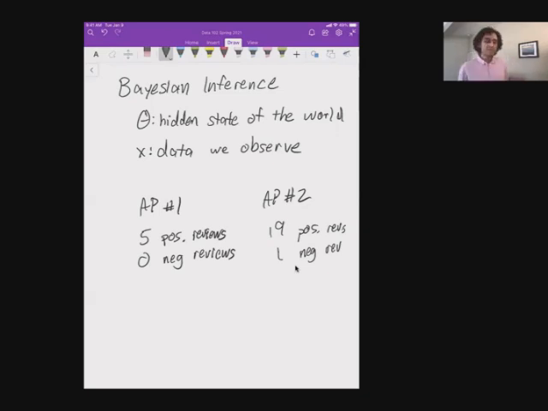Okay, so whichever one you think you'll buy, I probably look at this and I'd want to say, well, I think I'll buy number 2. It has more reviews, even though one of them is negative. Like 19 versus 5 seems better.